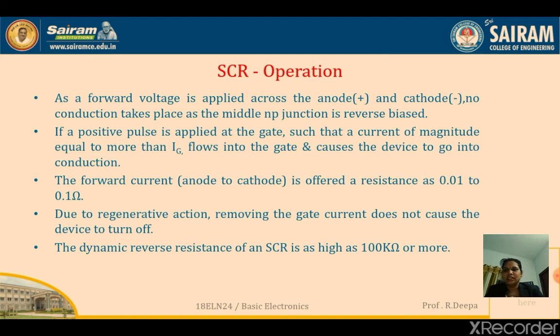That is, there will be majority flow of charge carriers across the SCR, and the charge carriers will try to move from anode to the cathode, thereby constituting a current which is named the anode current, and it is represented by IA.